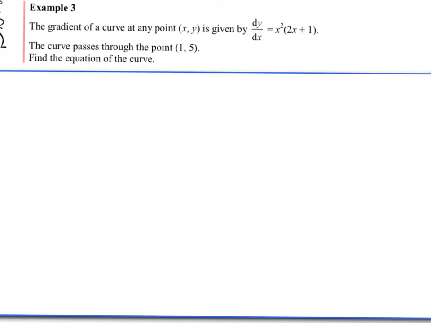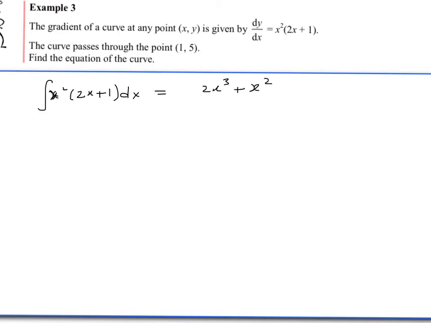We're going to find the equation of the curve, firstly by integrating 3x squared, 2x plus 1 dx. Okay, so we've got x squared there. And then that gives us 2x cubed plus x squared.